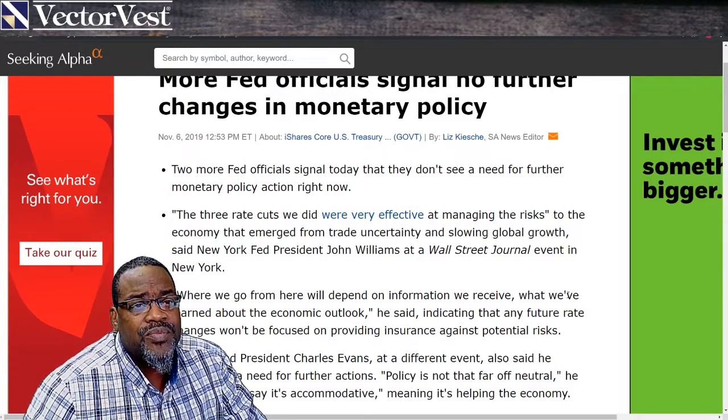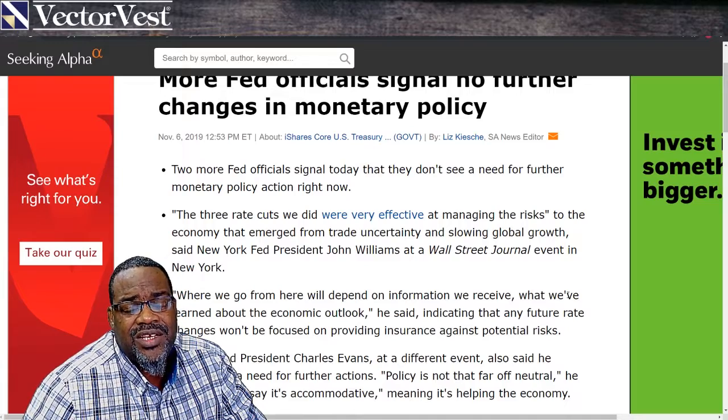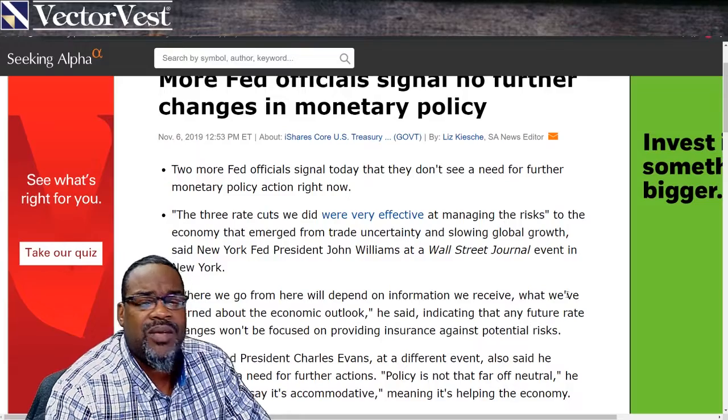So at some point in time, the Fed's going to have to make a decision. We're still the best economy right now, but we don't need to continue to cut rates to spur on the economy if it's already rocking and rolling. So something to keep in mind.